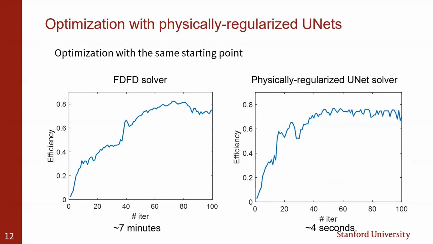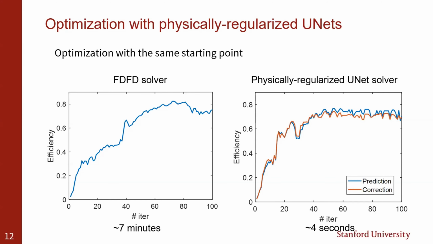By comparison, this is what a physically regularized unit optimizer gives us. We can see that this looks much more reasonable and comparable to the ground truth curve. And also this run only takes less than 5 seconds, which brings about a 100x reduction. However, note that the efficiency here is also the predicted value from the unit.